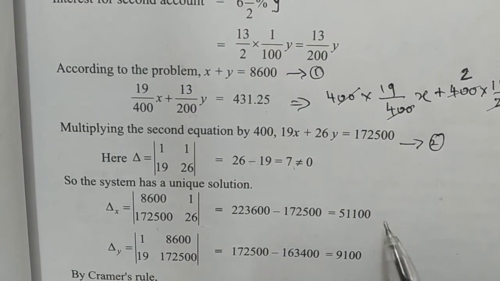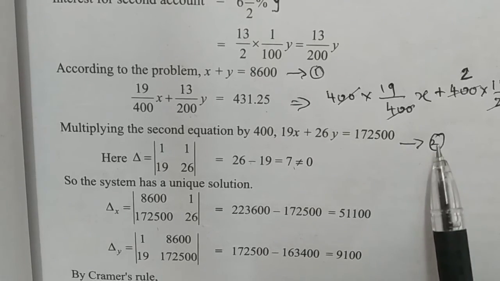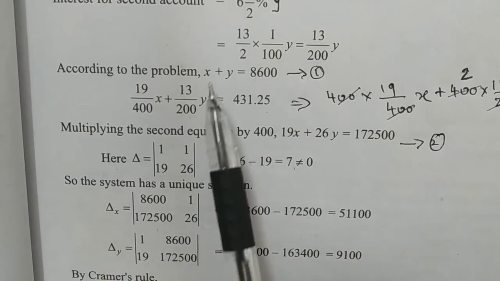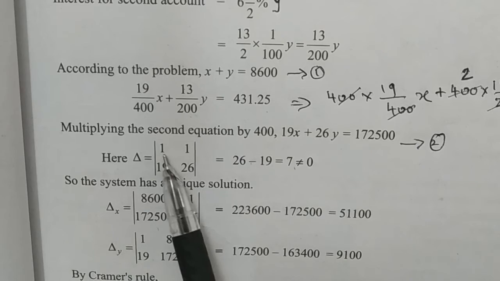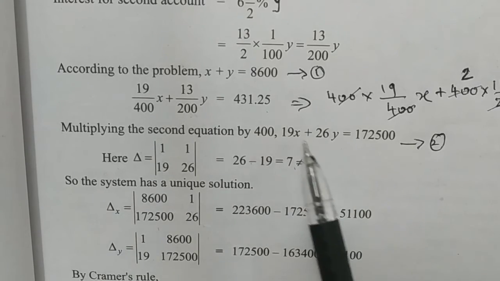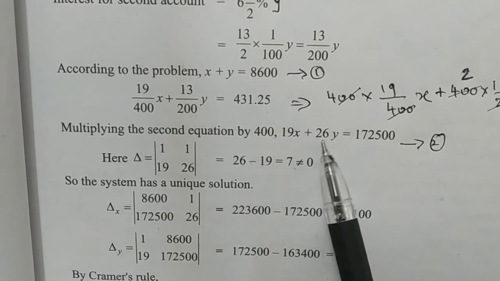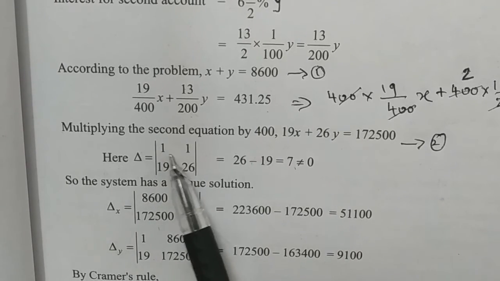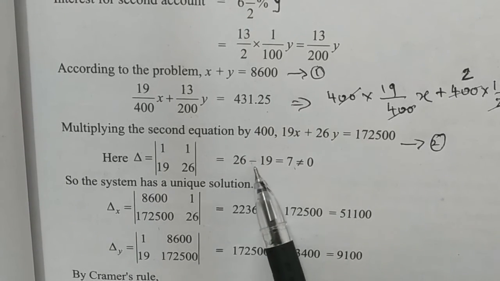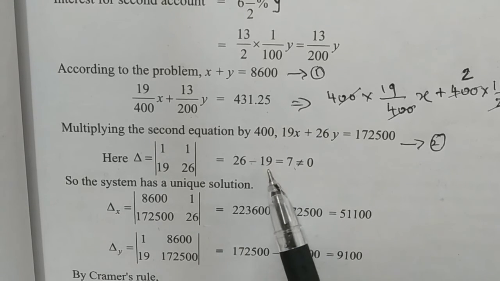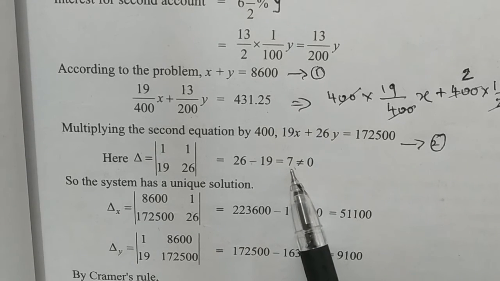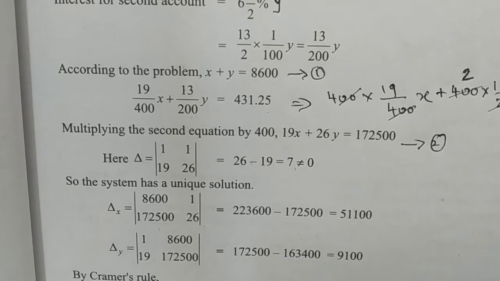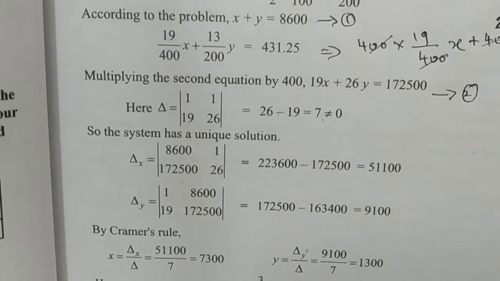Now solve these two equations using the determinant method. Find the delta value. The coefficients of x and y are 1 and 1, and here the coefficients of x and y are 19 and 26. Cross multiplying, 1 into 26 is 26, minus 19 into 1 is 19. We get 7. This value is not equal to 0.